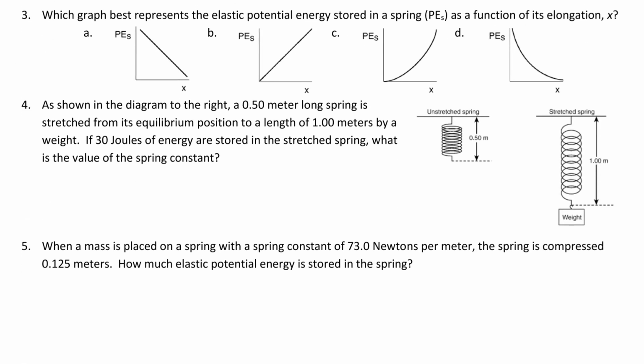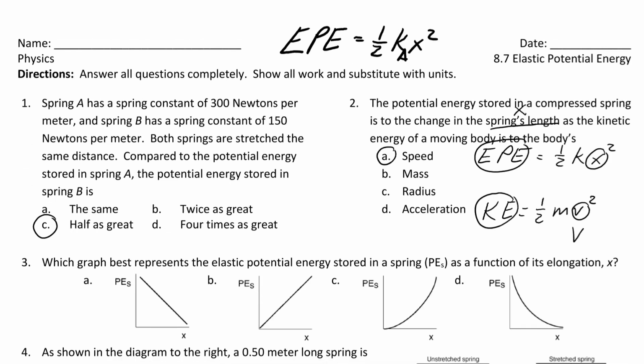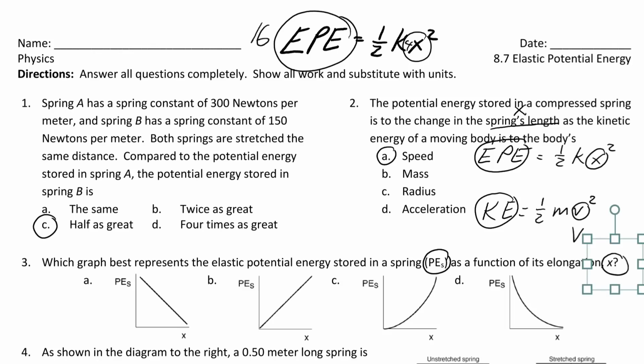Number 3, which graph best represents the elastic potential energy stored in a spring as a function of its elongation, x? Again, these 3 multiple choice questions are just like, do you know the relationship between variables type of thing. So now they're talking about potential energy and x. How are those two things related? Well, if x doubles, then the potential energy is going to quadruple. If x is 4 times as great, then the potential energy stored becomes 4 squared, 16 times as great.